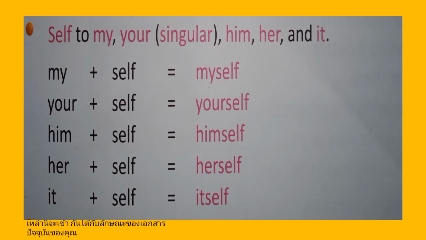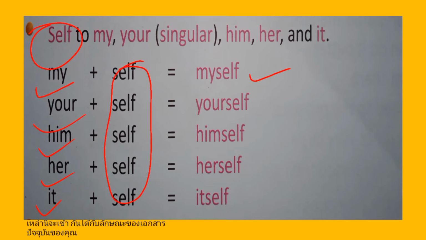See students, as I have told you, compound personal pronouns are formed by adding a suffix word and that suffix word is self. So we add the suffix word self to the singular. Like you can see, my is singular, it's a personal pronoun. Your personal pronoun, him personal pronoun, her personal pronoun and it personal pronoun. So we add a suffix word, that is self, to a personal pronoun to form a compound personal pronoun. So here this is the personal pronoun and self is the suffix word. When we add them, we form a compound personal pronoun.